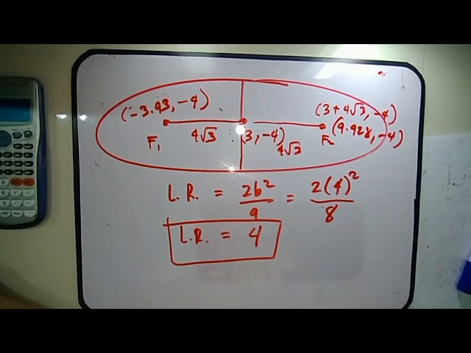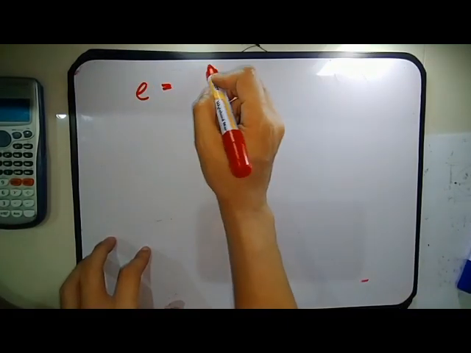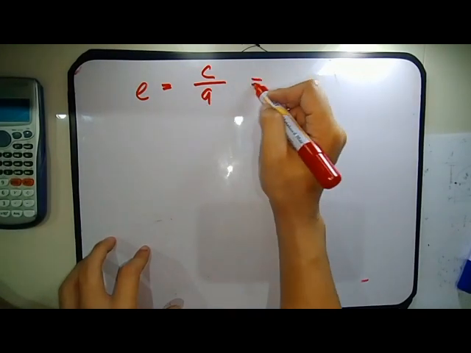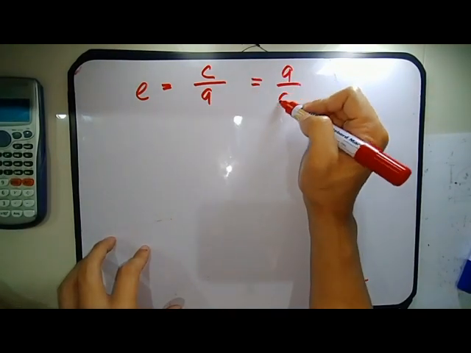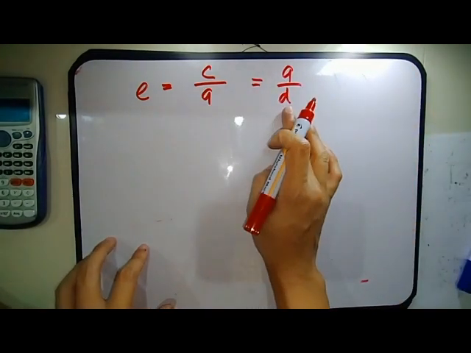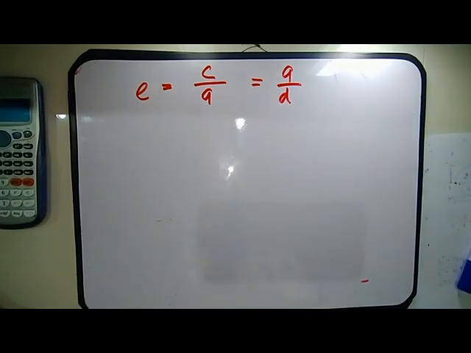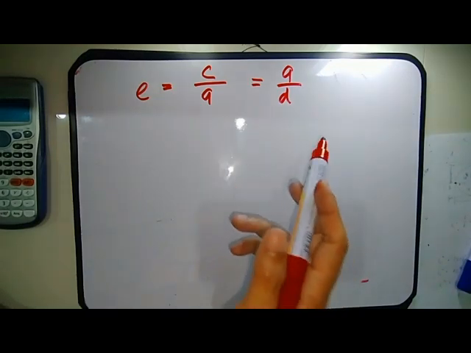Then the next is the equation of the directrix. We can get the directrix using our eccentricity. So let's get the eccentricity, the letter e, first before we get the equation of the directrix. The eccentricity is given by c over a or a over d. Right? So, the distance from the top of the minor axis to the directrix.